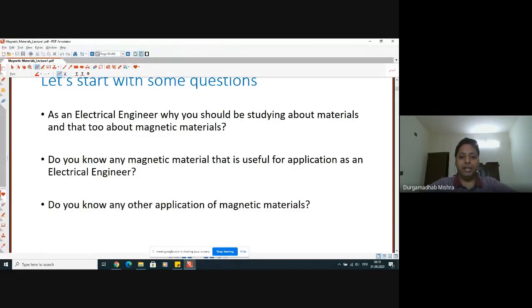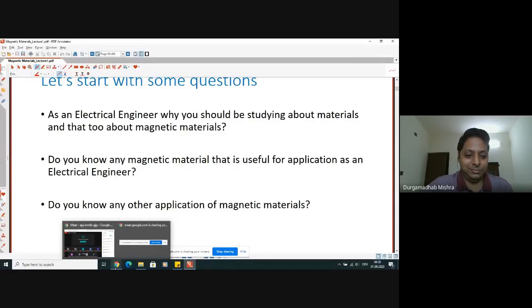Do you know any magnetic material that is useful for application? Right now you are not an electrical engineer, but you will be. If you think like an engineer, do you know any magnetic material or application of magnetic material anywhere? Anybody can say. One of you can unmute your mic and say if you know it. Anyone? Okay, let me stop sharing, and if you want, you can say it on the chat box.